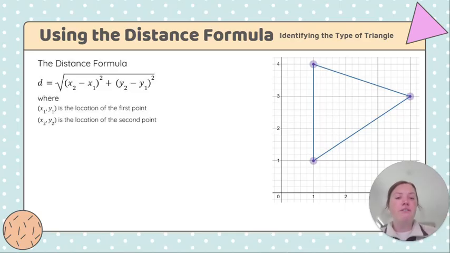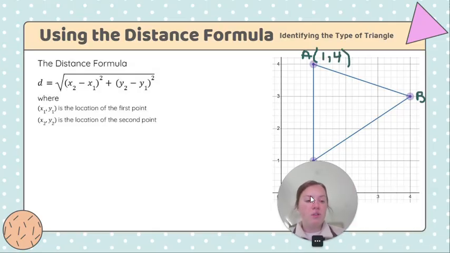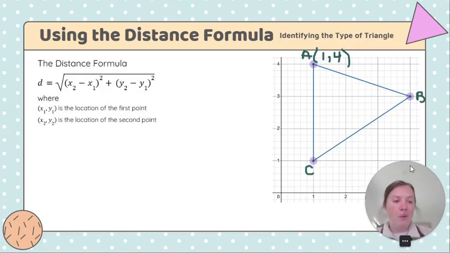Now, first and foremost, I am going to label my triangle. Currently, it's not labeled, and I just want to know what my coordinate location is for each one of these sides. So A here is located at x is 1 and y is 4, so 1, 4. And B here is located at x is 4 and y is 3. And then C is located at 1, 1.